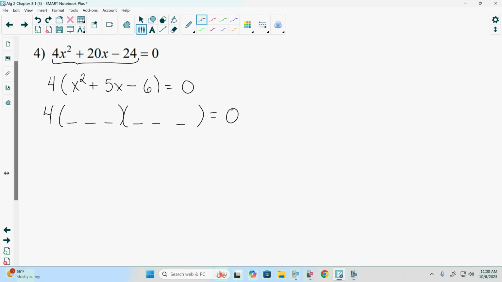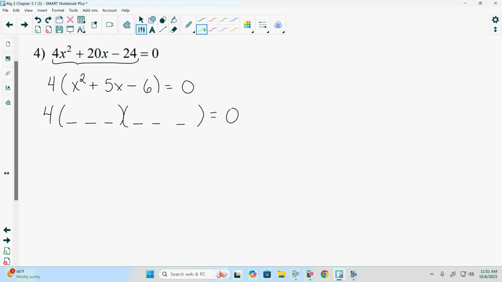Now we can go to step number 2, our 2 sets of parentheses with 3 spaces. Now we need to find the sign. If the third term is positive, the signs are the same and match the sign of the middle term. If the third term is negative, the signs are opposite. Is the third term positive or negative? Negative, so our signs are opposite. Doesn't matter what the middle term sign is for this.